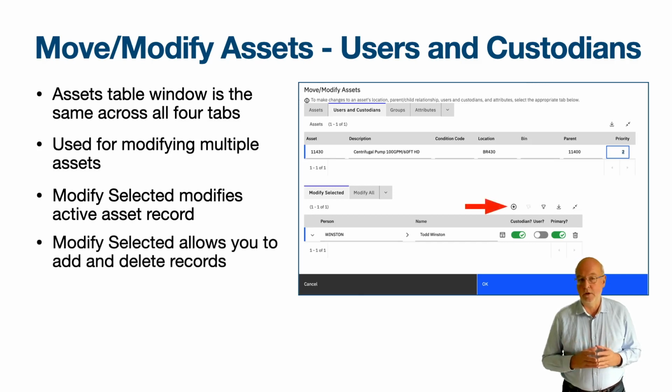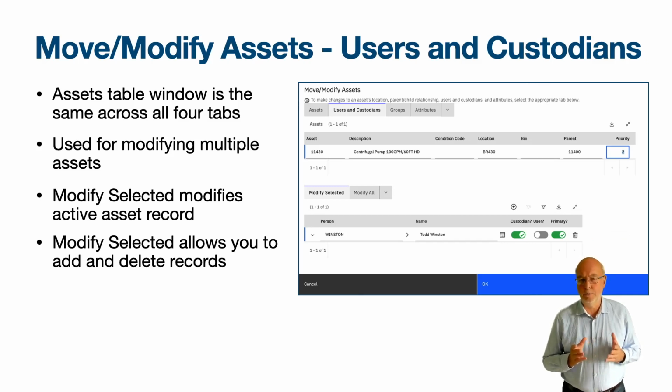You can add a new user and or custodian to asset 11430 and make this new person the primary for the asset. You can also delete a user and custodian record by using the trash can button. We will look at the Modify All tab on the next slide.